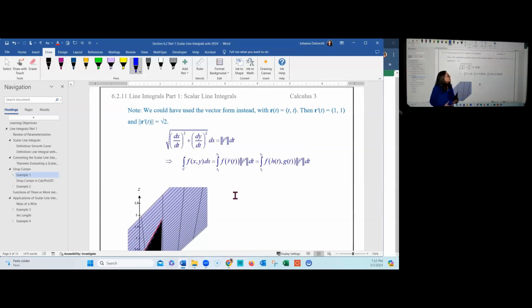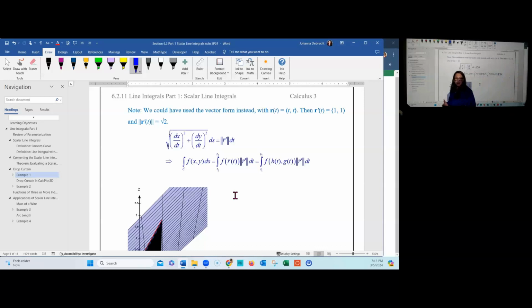Let's go ahead and move on to a representation that we will use more often as we progress through chapter 6. Instead of working with the formula in the dx dt squared plus dy dt quantity squared under the square root form, we're going to instead parameterize it as a space curve. Since x equals t and y equals t, we can write a parameterization as <t, t>. Then we can find the derivative of that, which becomes <1, 1>.